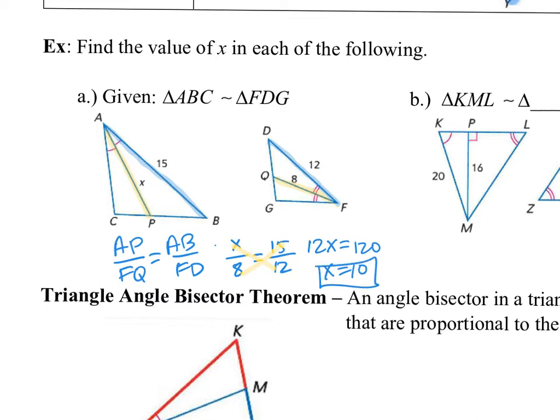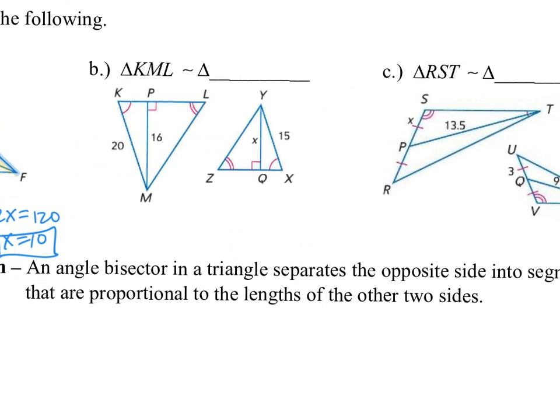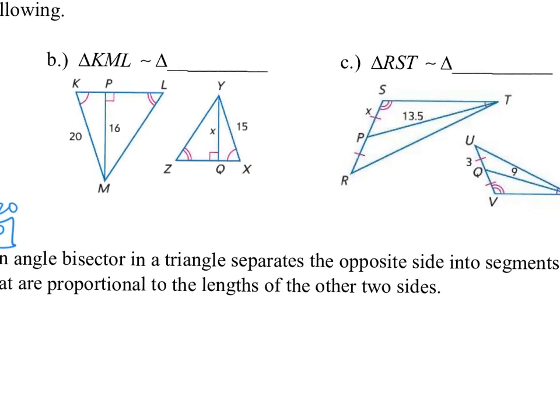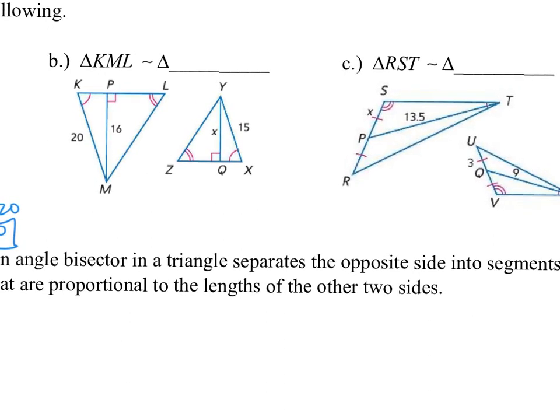Now, what did the directions say? The directions said find the value of x, so we are done with part A. So let's move on to part B. Here, we need to finish the similarity statement. The first triangle is named KML, and then we need to decide if KML is similar to this triangle. Well, I see one pair of angles marked congruent and then a second pair of angles marked congruent. So that's enough by the angle-angle similarity postulate to guarantee that the triangles are similar. So let's finish the similarity statement.